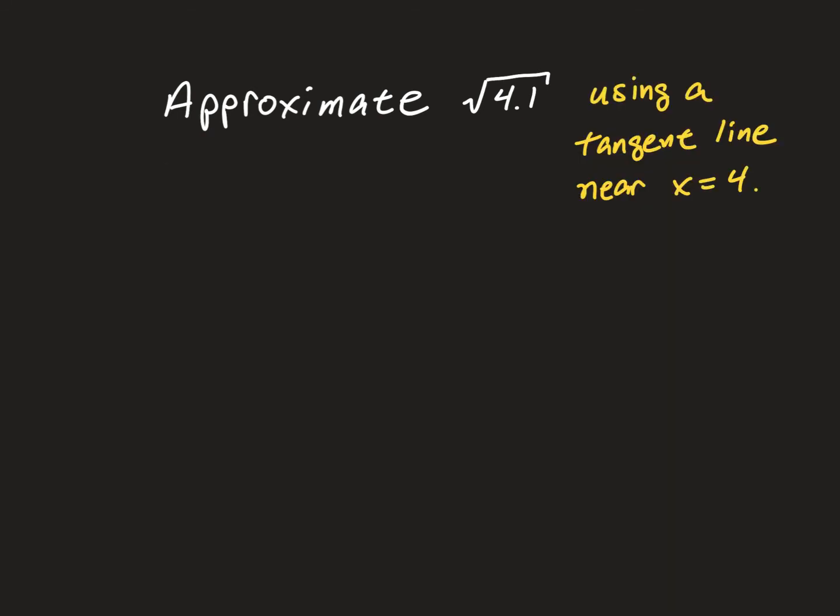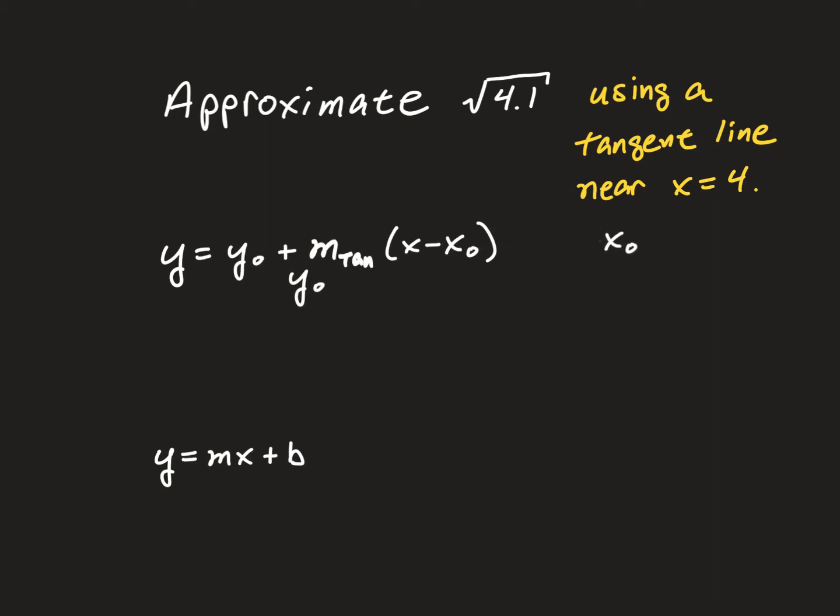Okay, so let's approximate the square root of 4.1 using the tangent line near x equals 4. Here are our two options for the equation of the tangent line. So we have to figure out x naught, y naught, and m tan. We already know x naught. We're going to use x equals 4 as the value where the tangent line and the curve will intersect.